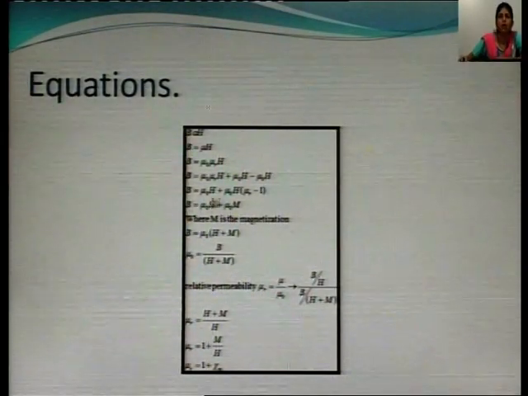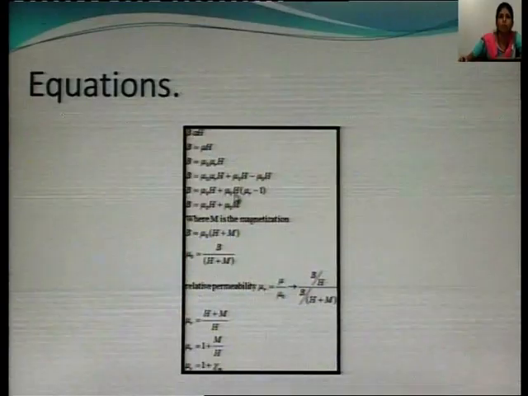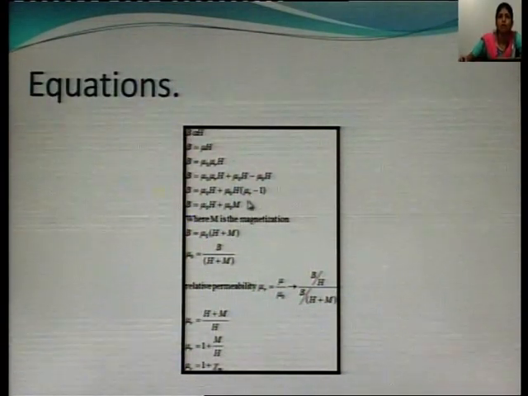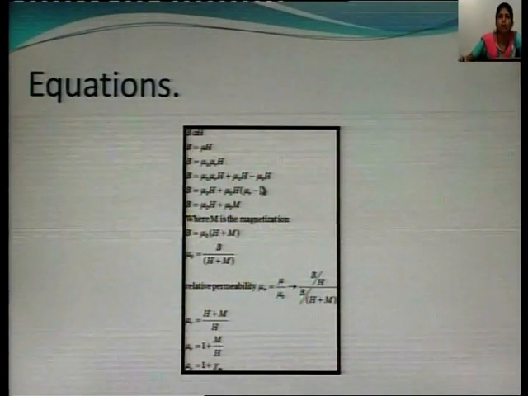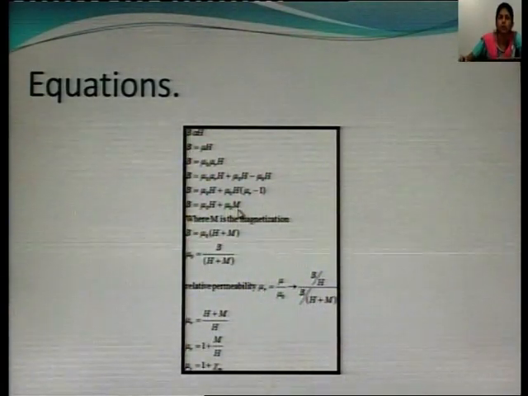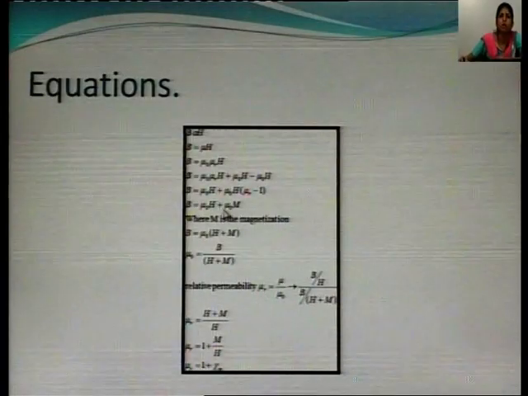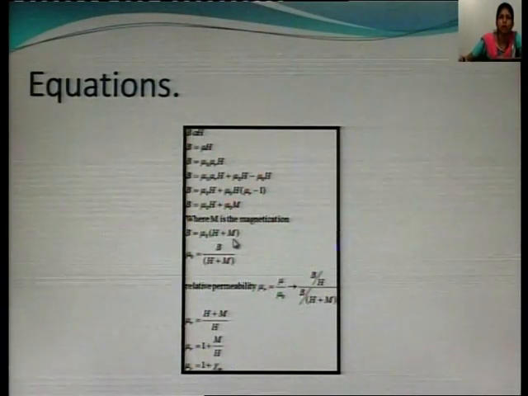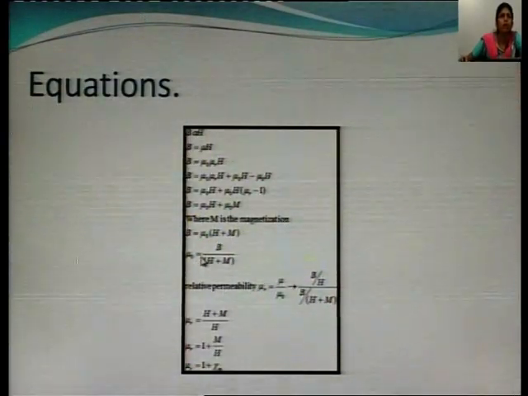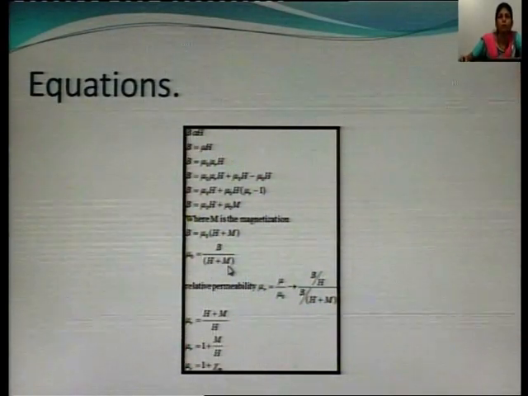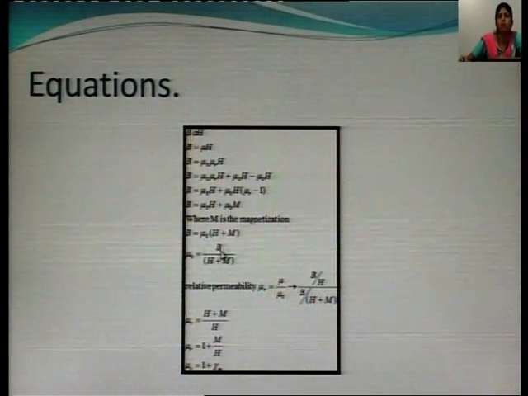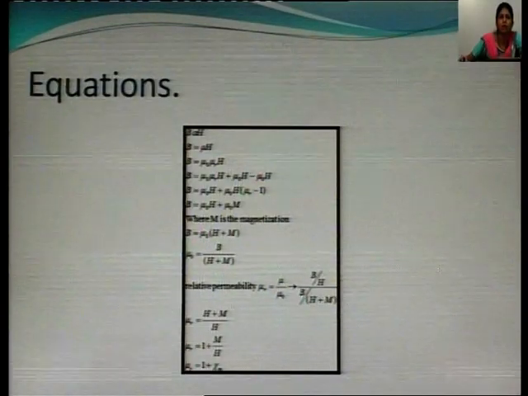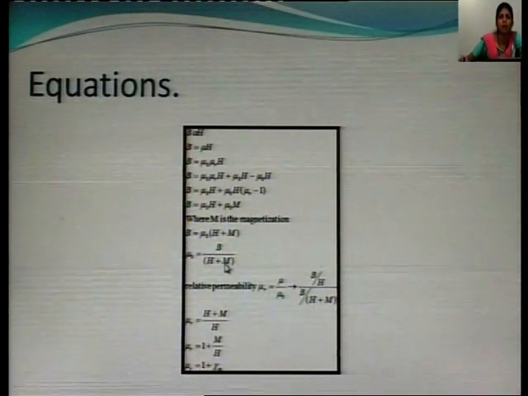So, this will give mu naught H plus mu naught H bracket start mu r minus 1. So, this H into mu r minus 1, this is magnetization, this is M. So, mu naught H plus mu naught M. Now, take mu naught common. So, this will give H plus M. So, mu naught can be written as B upon H plus M, where B is the magnetic flux density, H is the magnetic field intensity, and M is the magnetization.